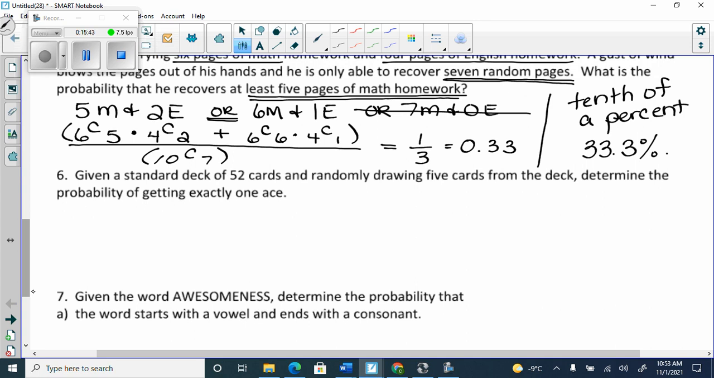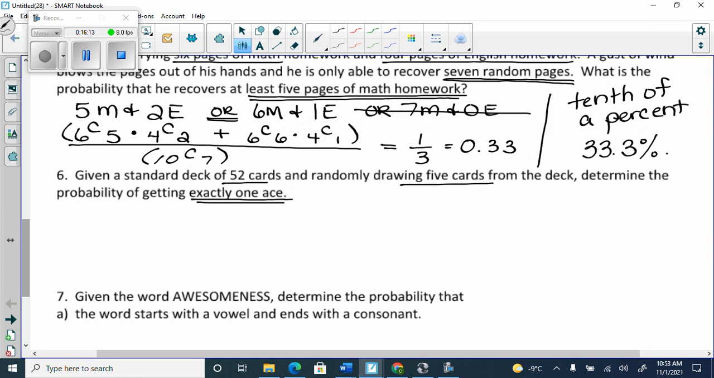Number 6 is a card question. Card questions are often combinations, correct? They're pulling aces from aces, hearts from hearts, and so on. So here we have, given a standard deck of 52 cards and randomly drawing 5 cards from the deck. So we have 52 total. We're drawing 5 cards. Every single time the case can be 5. After the word probability only affects the top. So it says, determine the probability of getting exactly 1 ace.